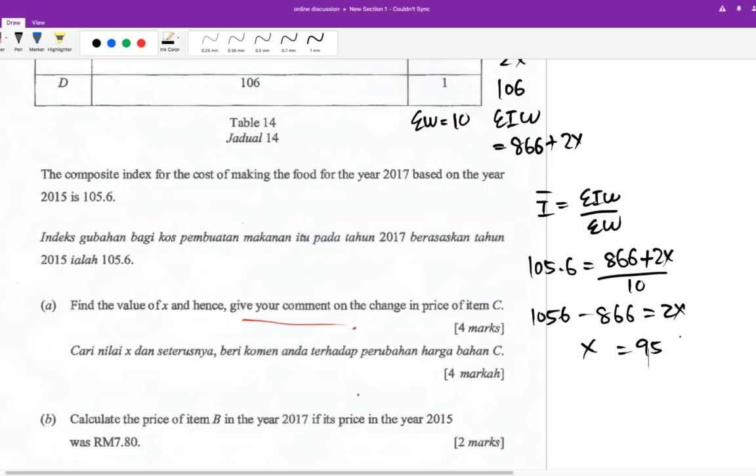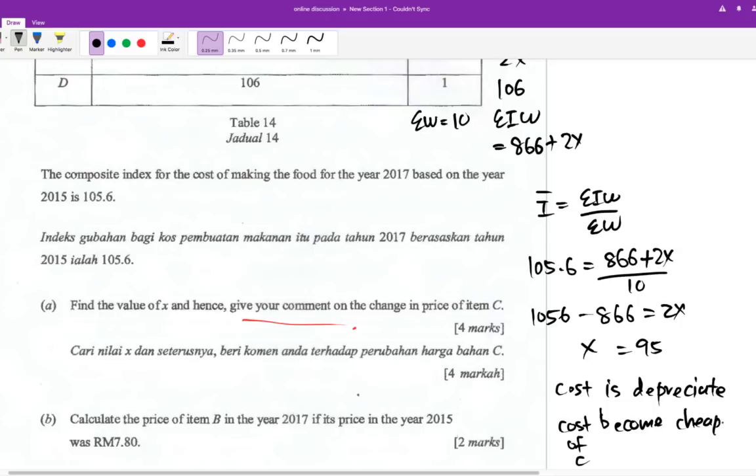In order to comment on this, if the index number is less than 100, I will say the cost became cheaper. You can say the cost depreciated, or you can say the cost of C became cheaper in 2017. You can use any of your own words to comment on this. Of course, I will try to see how the marking scheme comments on this.